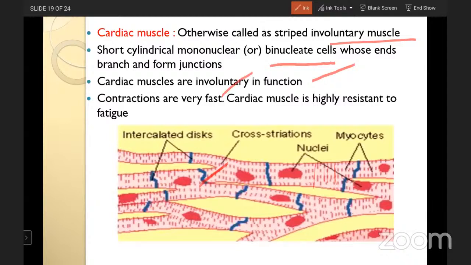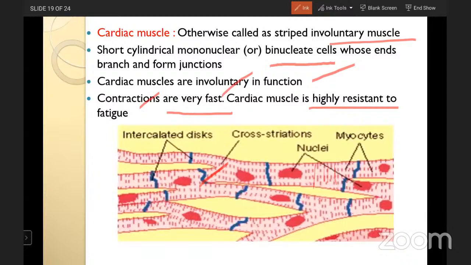Contractions are very fast. Cardiac muscle is highly resistant to fatigue. So for example, in our body, if our heart muscle were to fatigue, there would be no chance for us, meaning we wouldn't be able to live. So this is about the cardiac muscles. Cardiac muscle is highly resistant to fatigue. It is very, very important. Contractions are very fast, but highly resistant to fatigue.